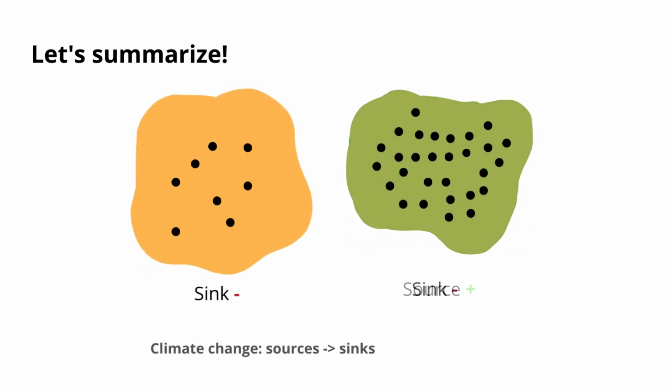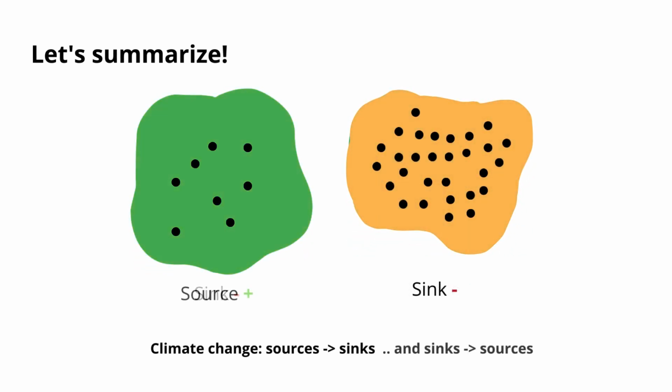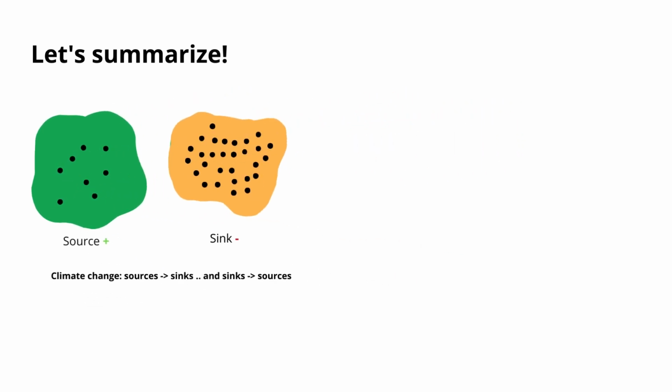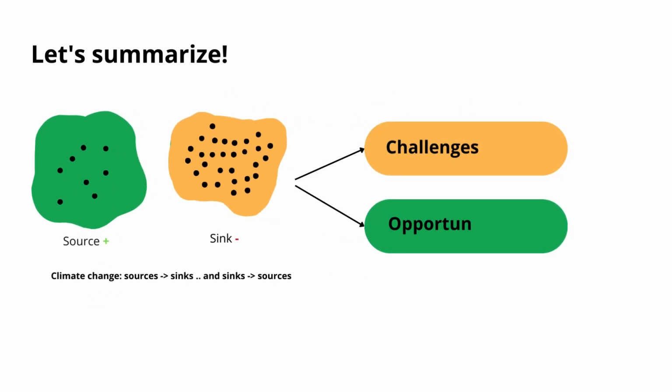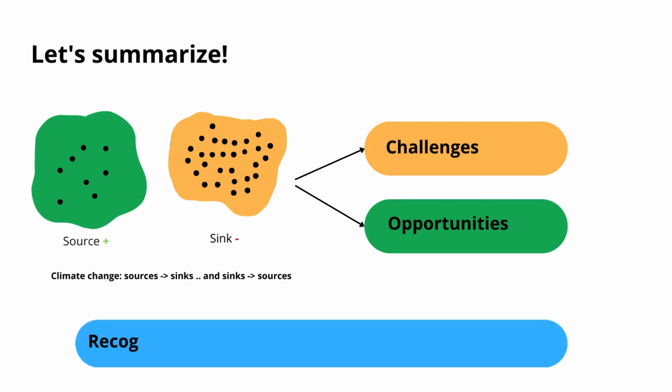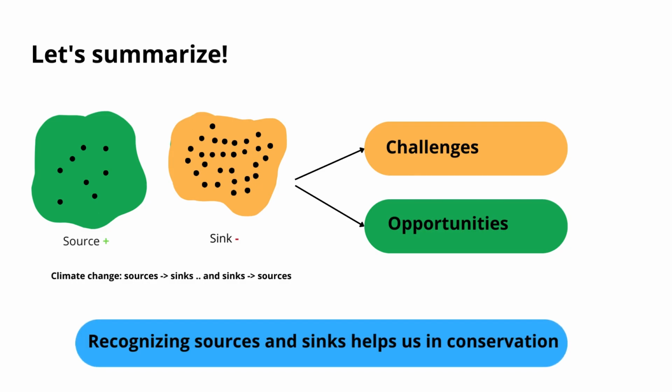So, to summarize, climate change can change source populations to sink populations and vice versa. Changes in source-sink dynamics can create challenges or opportunities for populations. Recognizing sources and sinks helps us in where to prioritize conservation measures.